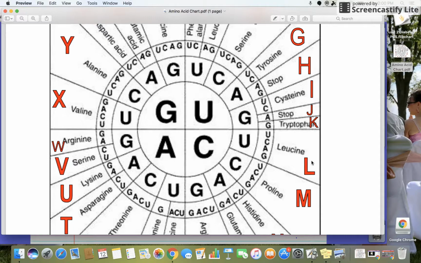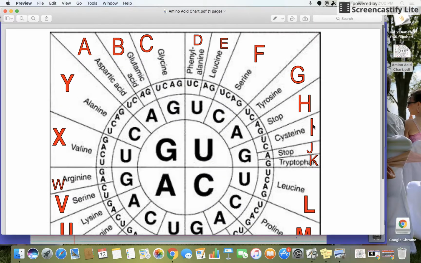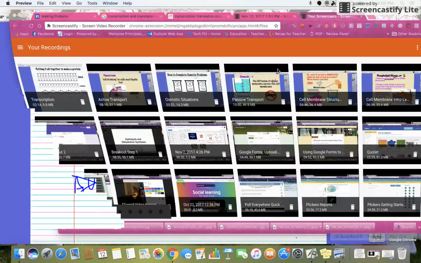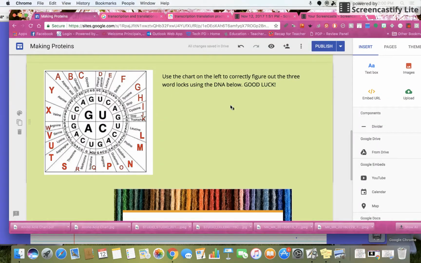You'll also notice that I've got letters out here for the next three problems that you're going to try on your own. You're not going to be coding for the amino acid. You're going to be coding for the letter that that amino acid stands for. And you'll do three different problems, and you're going to put those into the website that you've been working off of, way over here. So here's going to be your three examples.